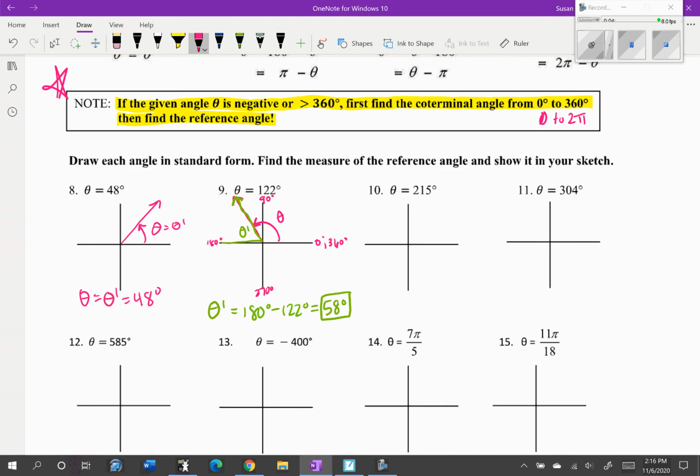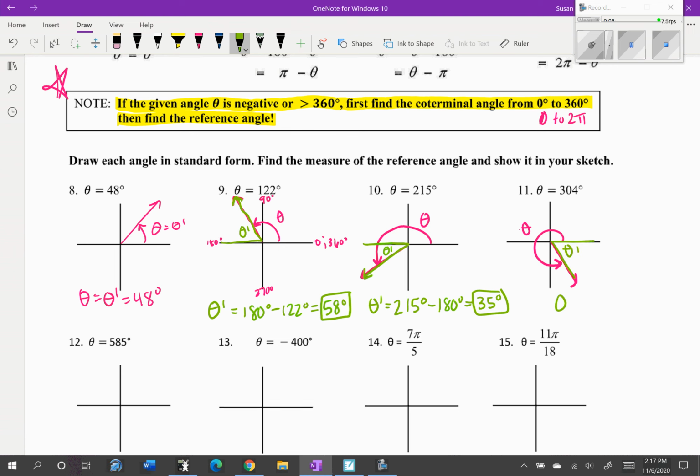Looking at the next one, we have 215 degrees, which we know is in quadrant 3. So 215 degrees would be somewhere in here. From here to here is theta, and the reference angle is going to be this angle right here. To find the reference angle theta prime, because we've gone past 180, we take the given angle, 215 degrees, and subtract 180 degrees from it, and that gives us a reference angle of 35 degrees. And the last one we can see is in quadrant 4. So 304 degrees would be somewhere in here. That would be drawn in standard position looking like this, and the reference angle for this would be here.